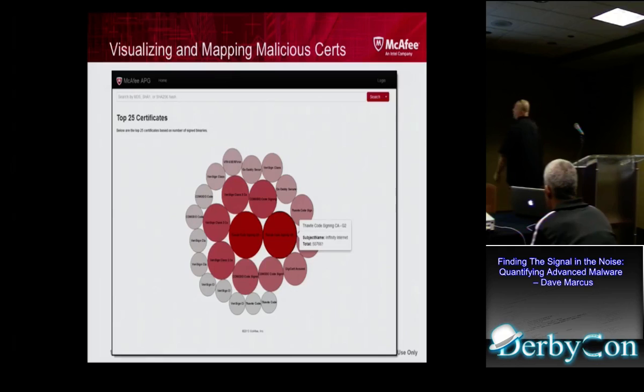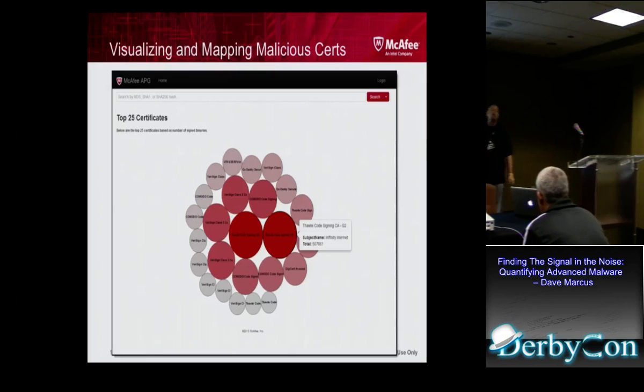The actual subject name is Infinity here, and the number of binaries signed with this key in the McAfee Labs database is 507,000. 507,000 pieces of malware signed with just that one key. The key next to it, that thought key, has 515,000 individual binaries signed with that one key. Add these two keys together, and it's a million samples signed by just those two keys alone.